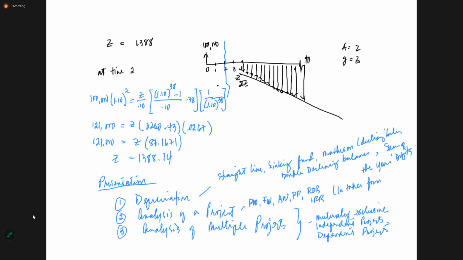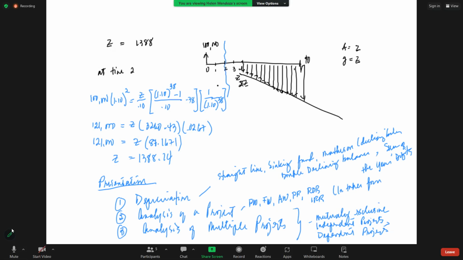Okay, sino pong kukuha ng depreciation? Ako na lang po, ma'am. Akin na, ma'am, yung depreciation. Sige po, so si Ma'am Pigtain. Sino po sa analysis of project? Ako na lang po, ma'am.